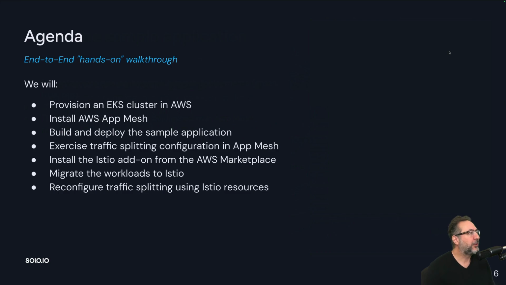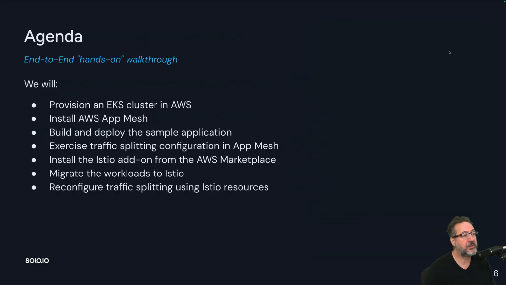So what are we going to do in this recording? We'll do an end-to-end hands-on walkthrough. So if you want to follow with the white paper and stand up this entire environment for yourself to see how this all works, this recording will show you how. We'll begin by provisioning an EKS cluster, and then we'll install the App Mesh controller and the CRDs, and then we'll build and deploy the sample application that we just discussed, and exercise how traffic splitting works in the context of App Mesh. And then we'll proceed with the migration.